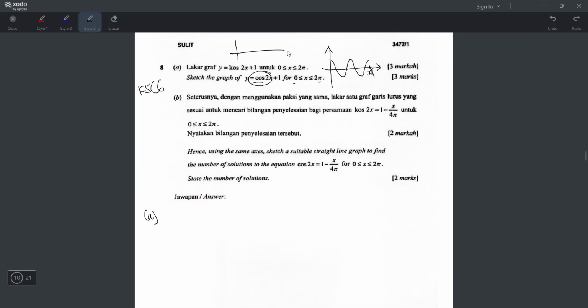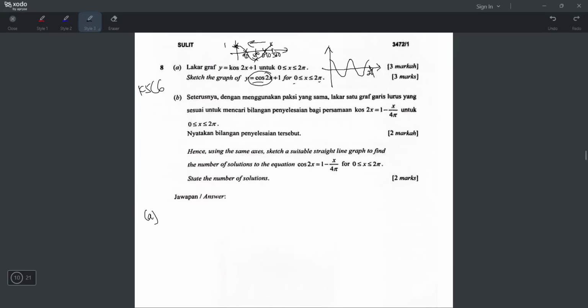If it's one cos graph, the coordinates will be 0, 1, then 90, 0, then 180, negative 1, then 270, 0, and then 360, 1. That's if it's just one cos graph. But when it's cos 2x, the graph gets compressed horizontally. I have to push it in, because instead of one cos graph in 360, now it's two cos graphs in 360.